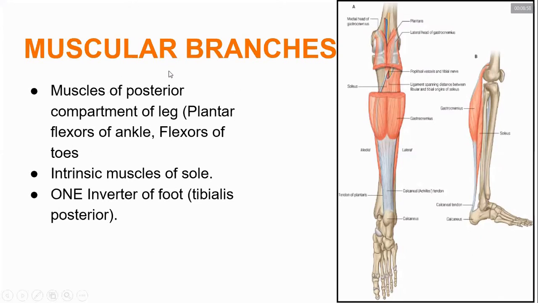So muscular branches, basically this will supply the posterior compartment of the leg. What are the muscles in the posterior compartment of the leg? These are the plantar flexors of the ankle, that is your gastrocnemius and soleus and plantaris muscle. So these are the three plantar flexors of the ankle, and the flexors of toes. What are the flexors of toes? Your flexor hallucis longus and your flexor digitorum longus. And one inverter of the foot, that is tibialis posterior. So it also supplies the inverter of the foot, that is tibialis posterior, and all the muscles of the sole of the foot. So there are four compartments in the sole of the foot. All muscles are supplied by the medial and lateral plantar divisions of the tibial nerve.